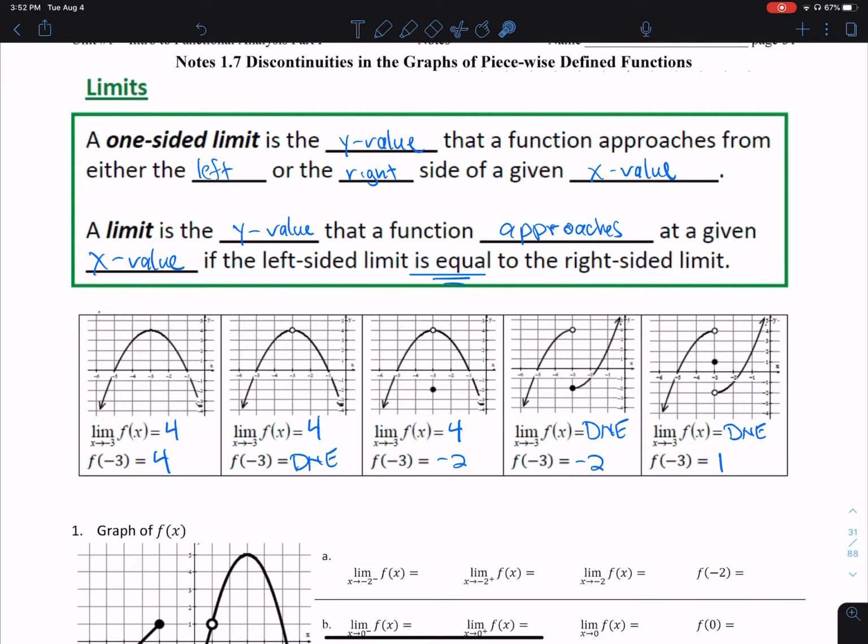Let's go over this definition again. A limit is the y value that a function approaches at a given x value, and the given x value would be -3 in each of these problems, if the left-sided limit is equal to the right-sided limit.